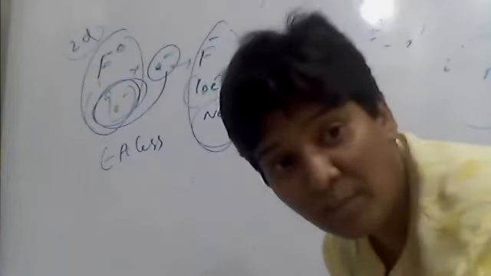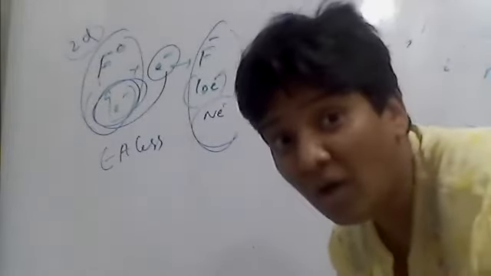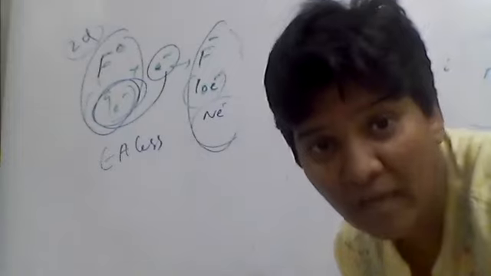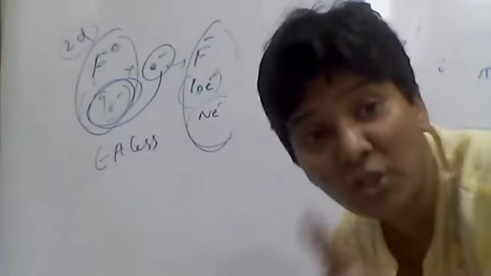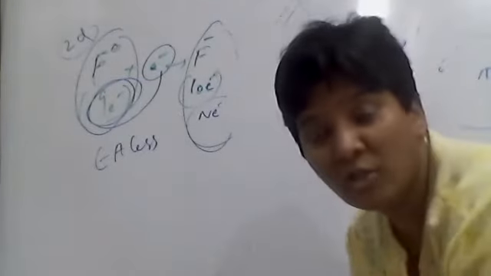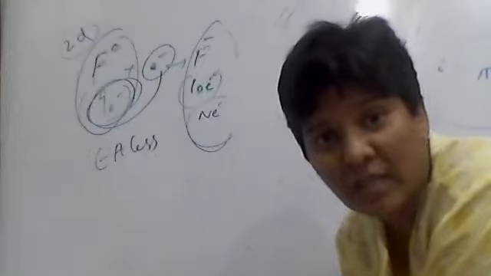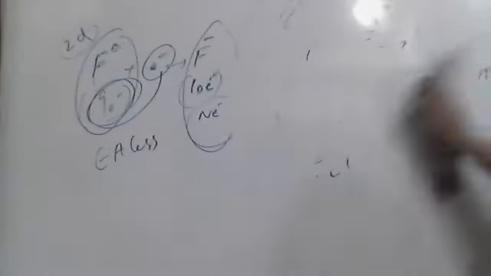Representative elements are of course S and P, but not all P, because zero group is also P block. Yes or not? ns2 np6. See here, right? Now what is chemistry, beta? What is chemistry?